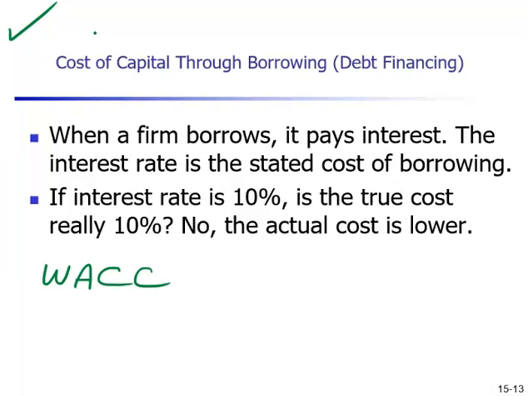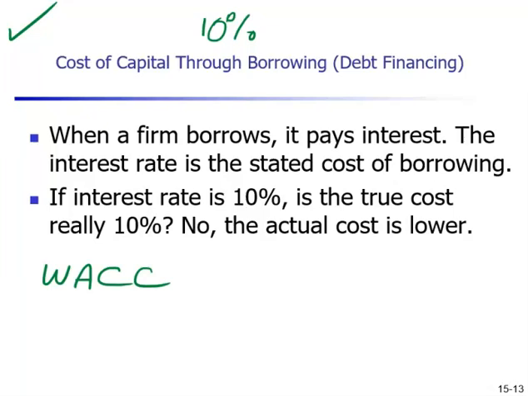When a firm borrows, it pays interest. That's a fact. When you share ownership, you are sharing the profit. But when you borrow, you should pay interest. The interest rate is the stated cost of borrowing. For example, it says 10%. But still, wait, I just said stated cost of borrowing. But in reality, it is different.